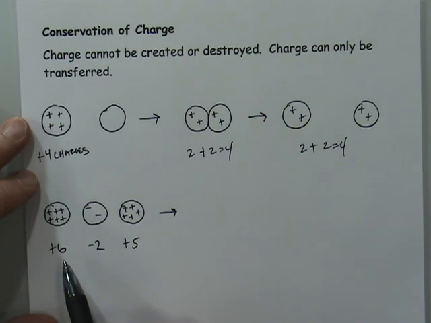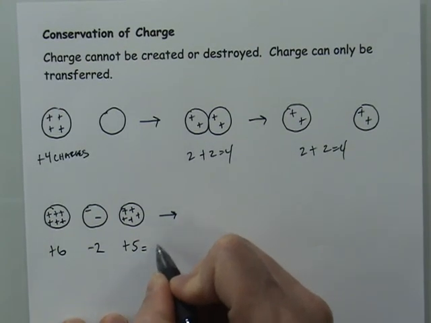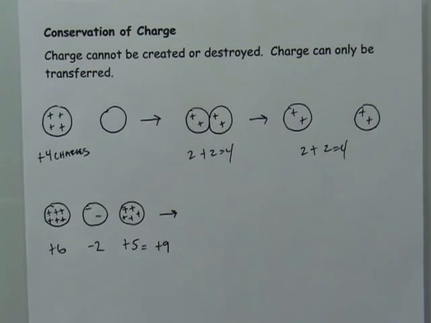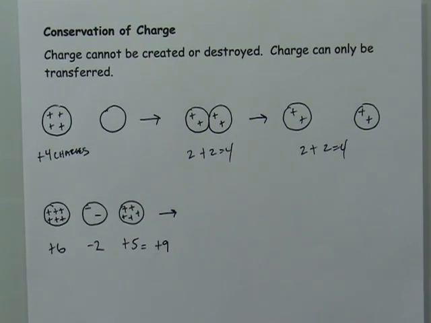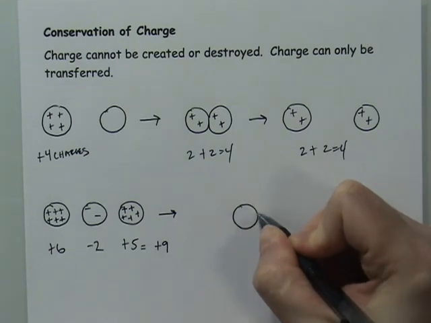So let's just take a look at what was the total. We had +6, -2, so that's +4, and 4 plus 5 is plus 9. So right now we have a total charge of plus 9. So what will happen when the 3 pith balls are forced to come in contact with each other?